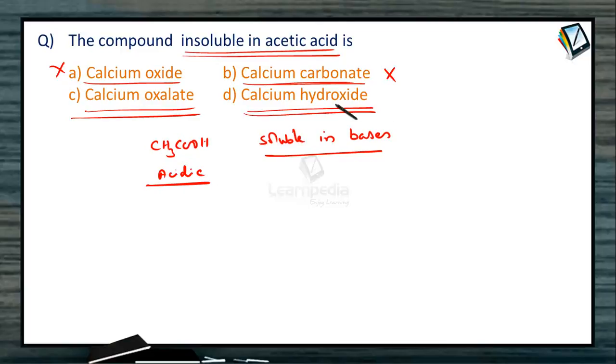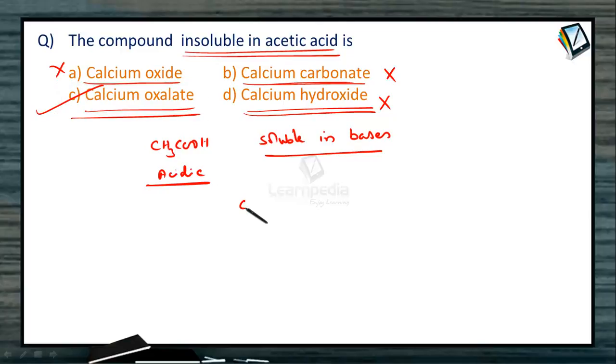Calcium hydroxide is a base in which acetic acid is soluble. Therefore, acetic acid is soluble in D also, hence D is wrong. Now C is left over, therefore the answer is C. And calcium oxalate is a salt of calcium hydroxide and oxalic acid. The basic nature of it is least when compared to the other three, and therefore acetic acid is insoluble in calcium oxalate. So the option is C.